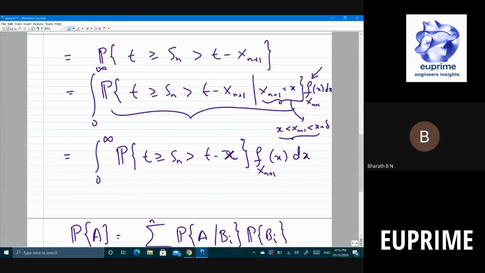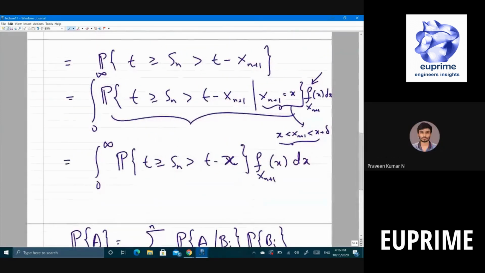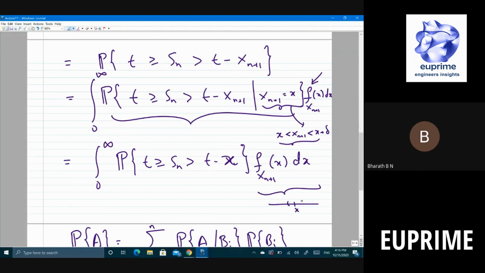We can think of f_Xn+1 of x dx as the probability that Xn plus 1 is in the range dx, a small dx. That's the point. Intuition: if you have x and a small interval around it of size, let's say delta, then f of x dx is essentially the probability that Xn plus 1 falls here. Whenever it falls here, I approximate it by x, and when I make delta really small, this approximation becomes really good. Is that fine?